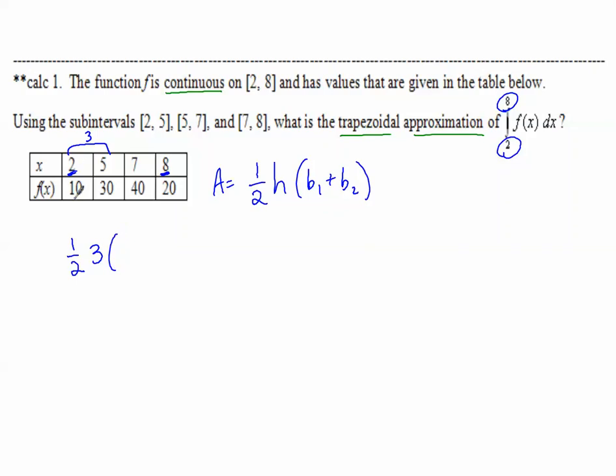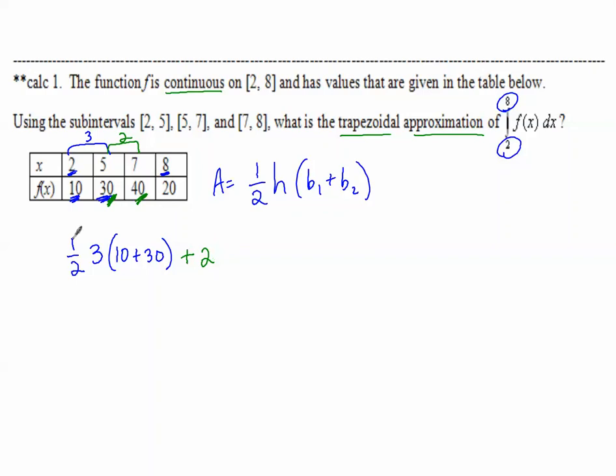We go up to the function value. This is our first base. We go up to the function value. That's our second base. So 10 plus 30. That's our first area. Our second area is the region from 5 to 7. That's 2 units apart. Base 1, base 2. So 2 units apart.